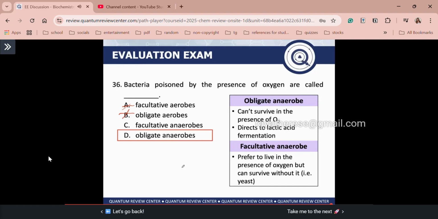Okay, remember our discussion on your two types of anaerobe. So obligate, from the name itself, it is obligated to be in your anaerobic condition. So they cannot survive in the presence of oxygen and it directs your pyruvate to LAF or your lactic acid fermentation. On the other hand, facultative anaerobes are very flexible or versatile because they prefer to live in the presence of oxygen but can carry on even without it. So again, for 36, our answer is letter D, obligate anaerobes. Alright, so class, this is actually an easy question and this already appeared in the board exam, particularly 2022.